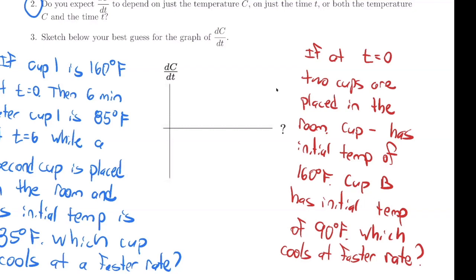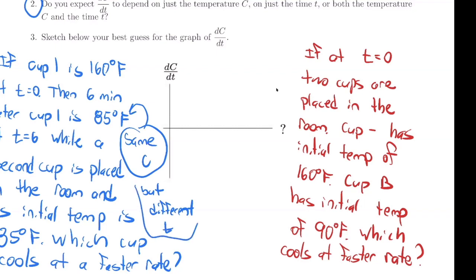Okay, and so in this case, those 2 cups have the same value for C. They're both 85 degrees Fahrenheit, but different T's. One of them is 85 degrees at time 0. The other one is 85 degrees at time 6. And then let's think, would these 2 cups of coffee be cooling at the same rate or at different rates? And that might help us identify whether this thing depends on time or C or not.